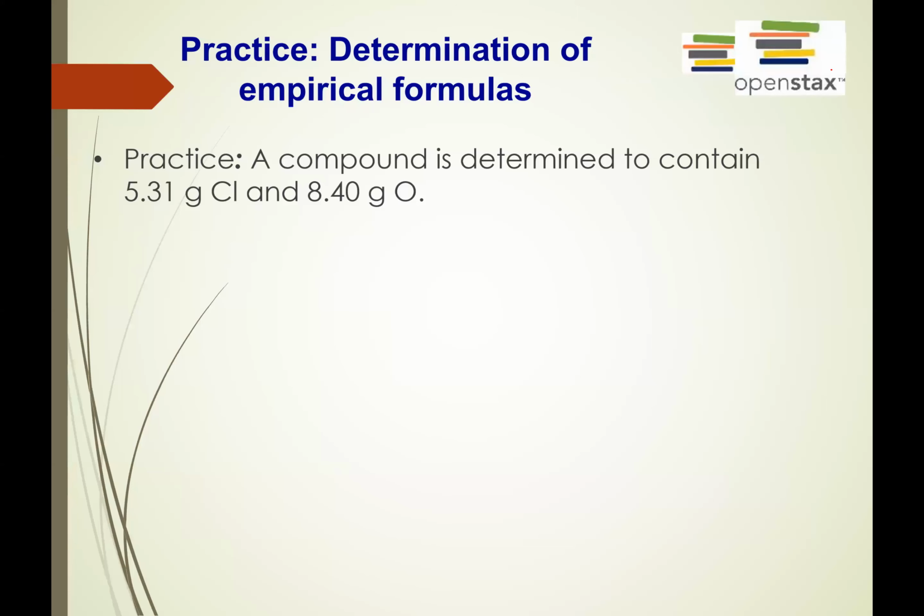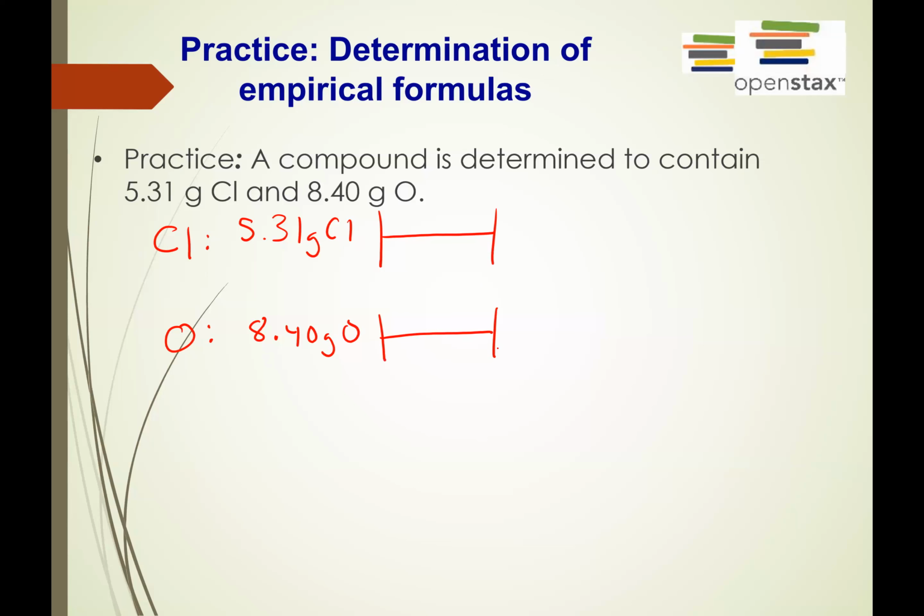So try this one and we'll go through it together. For chlorine, we have 5.31 grams of chlorine. For oxygen, we have 8.40 grams of oxygen. So step 2 says convert them from grams to moles. So we look at the periodic table, and chlorine's molar mass is 35.45 grams of chlorine in 1 mole of chlorine. Oxygen is 16.00 grams of oxygen in 1 mole of oxygen.